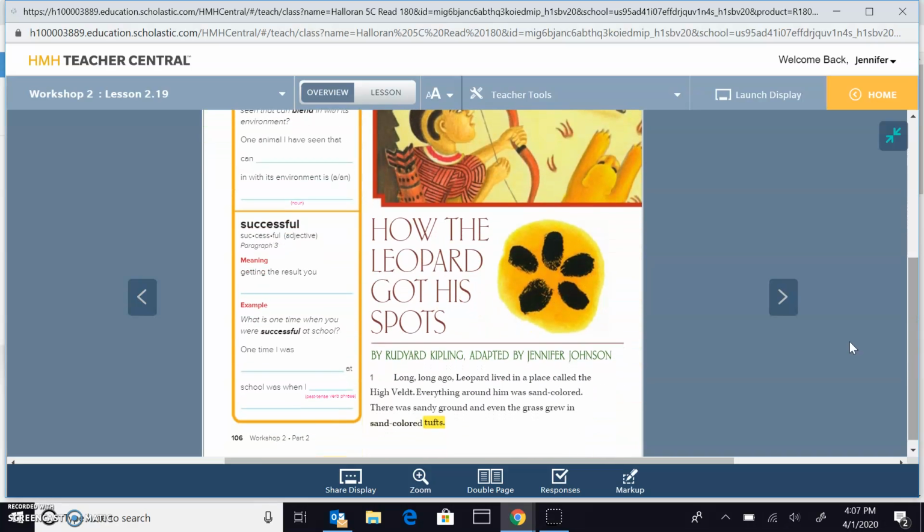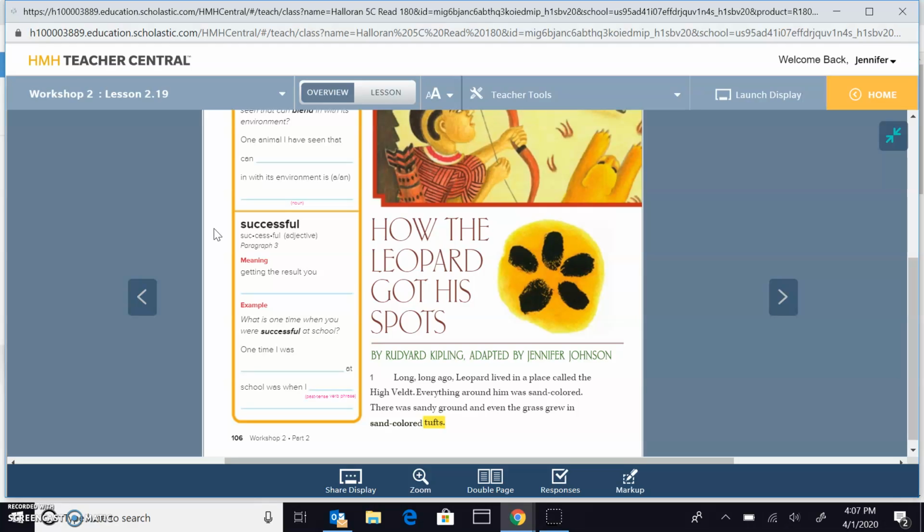The other word we're going to look at today is successful. And I want you to think on that one too. Is it a 1, 2, a 3, or a 4 for you? And the meaning of that word is getting the results you wanted. So if you're successful, you're getting the results you wanted.